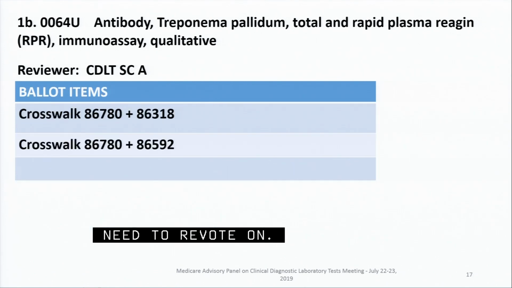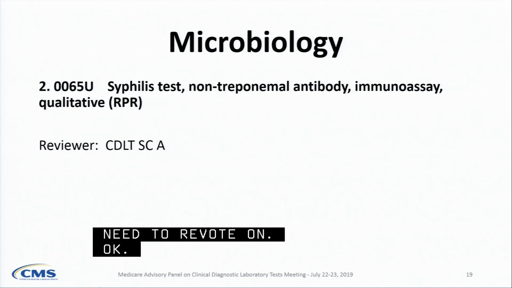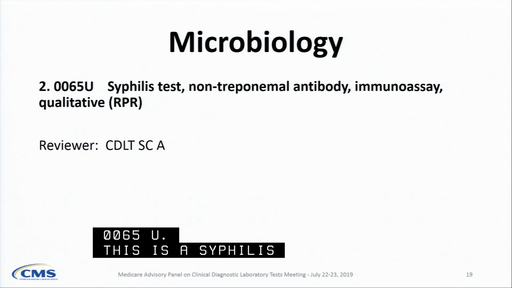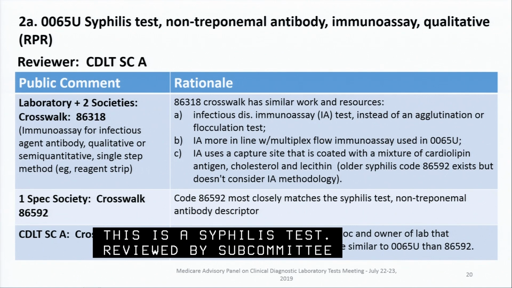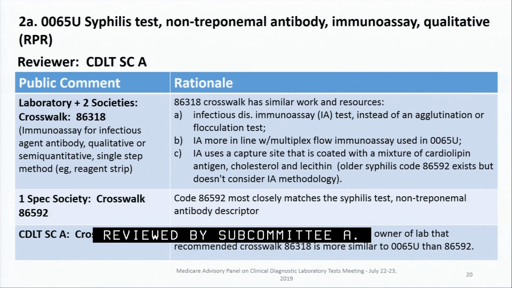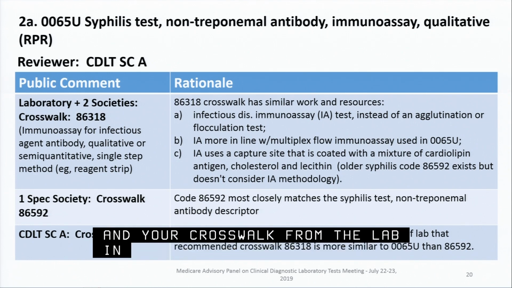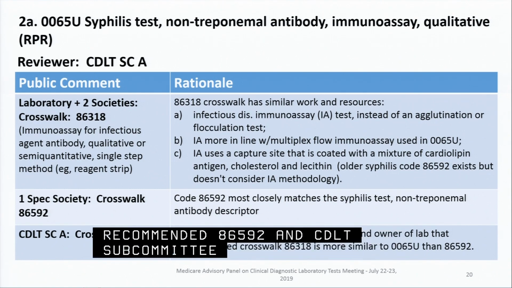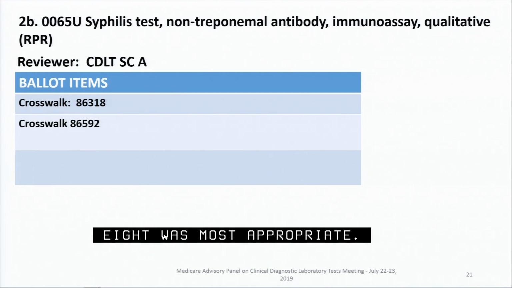Okay, so we're going to go to the second code, 0065U. This is a syphilis test, non-treponema antibody immunoassay, qualitative RPR, reviewed by Subcommittee A. You see the summary of crosswalks, and your crosswalk from the lab in 2 societies, 86318. 1 specialty society recommended 86592, and the CDLT Subcommittee A felt that 86318 was most appropriate. So your ballot items are 86318 and 86592.